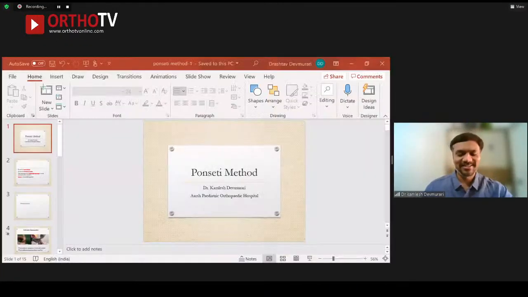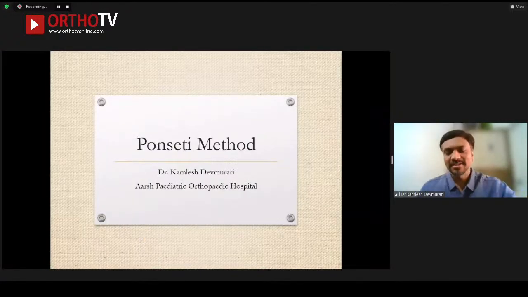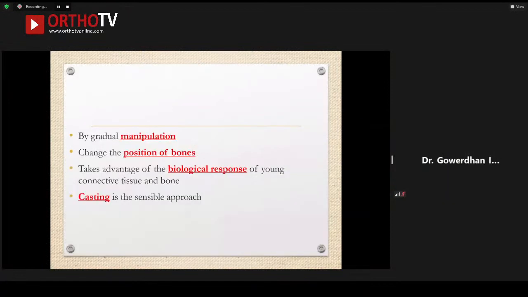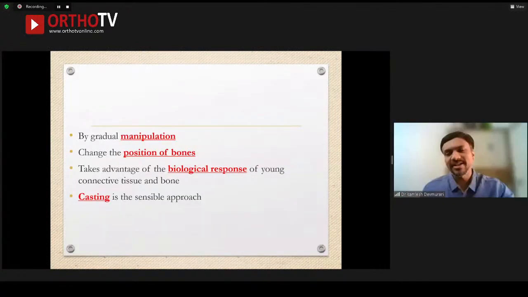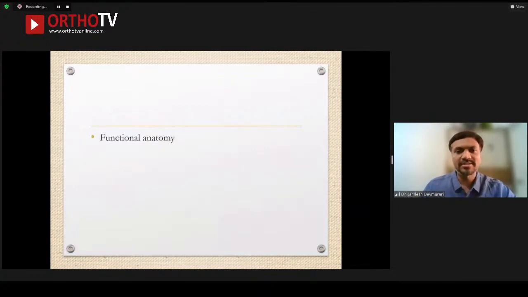Good morning, sir, and thank you, Ganjwala sir, for the kind words. So we all know about the Ponseti method, and we'll refine some principles. According to my knowledge, when I read the book Fundamentals of Ponseti, these 4 words were very interesting: how we will manipulate, how we will change the position of the bone, how we will take advantage of the biological response of young connective tissue and bone, and for that, how we will apply the cast. So there are 4 points we will try to understand in this topic.